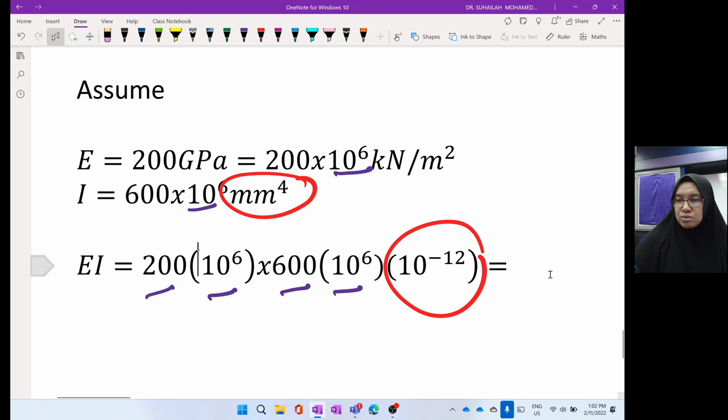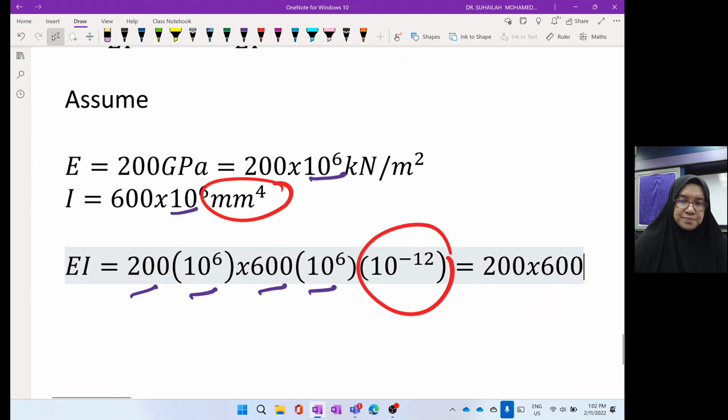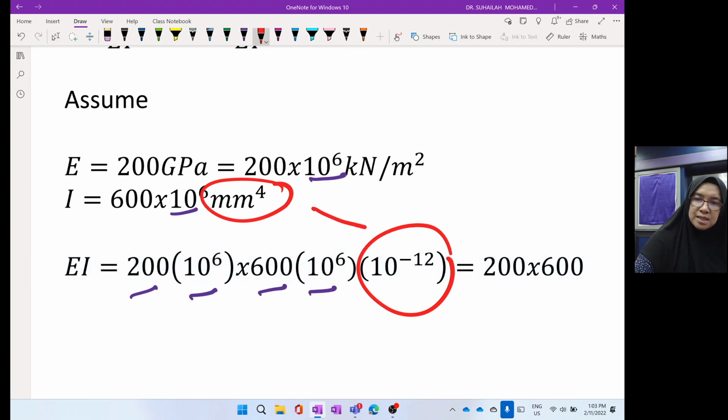It is equal to 200 times 600. Because 6 plus 6 minus 12 is equal to 0 kan? And 10 power of 0 is equal to 1. So, dia jadi 200 times 600. Okay, yang ni dapat dari atas. Okay.